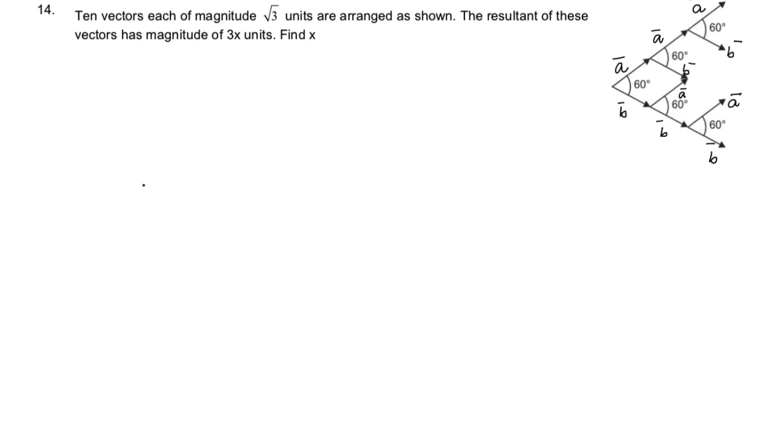So let us assume that I will take one pair of A and B vector. So this to be A vector, this to be B vector. So what is the addition of these two vectors, A vector and B vector?